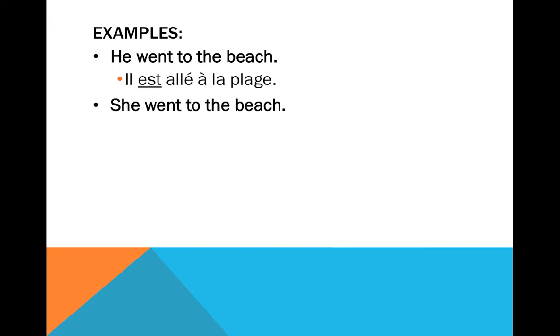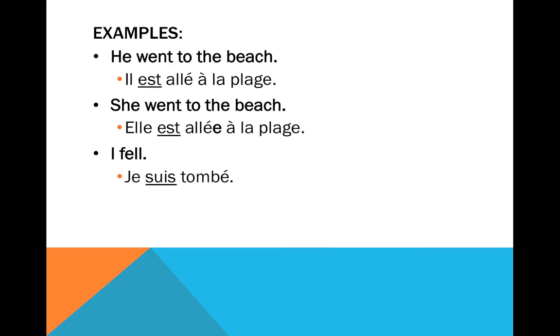But if we change it to she went to the beach, now our subject is feminine instead of masculine. So we need to add an extra E at the end of the past participle, only because it's feminine and because our helping verb is être. To say I fell, that would be the Passé Composé of tomber. So it would be je suis tombé. But if it was we fell, it would be nous sommes tombés with an S at the end here.